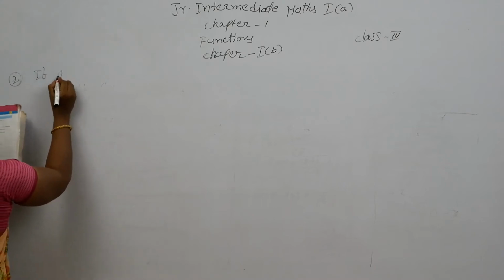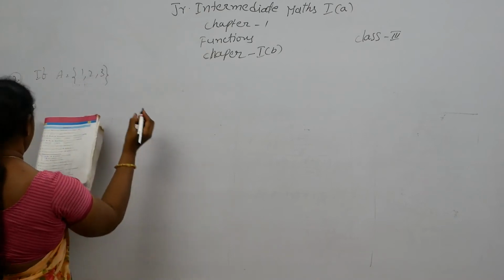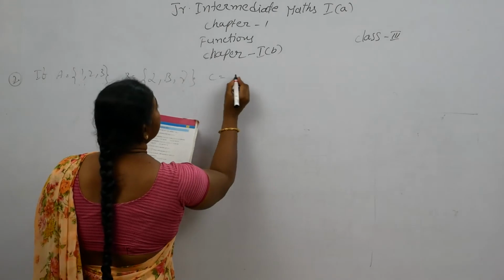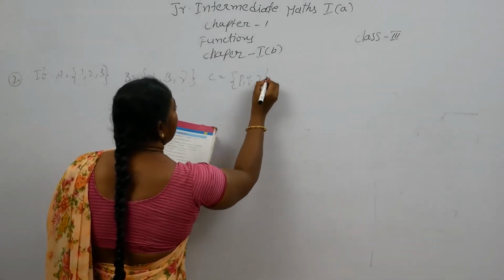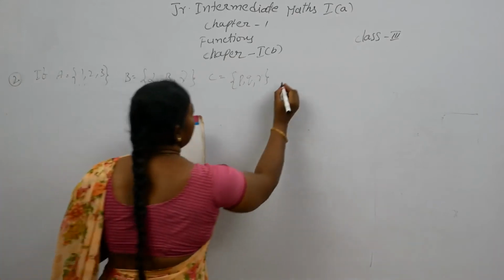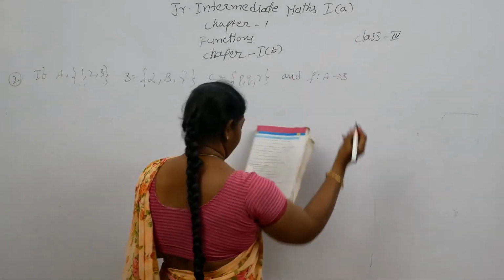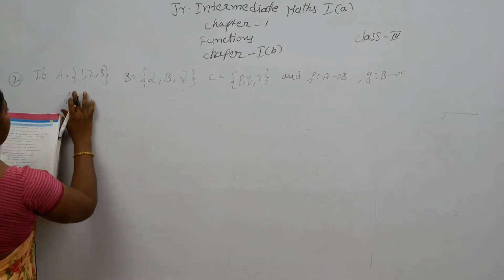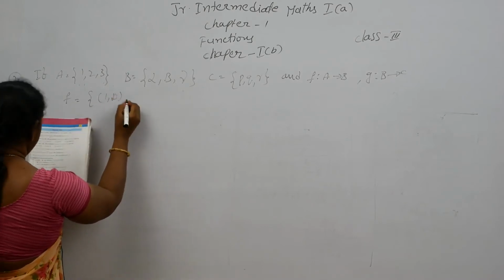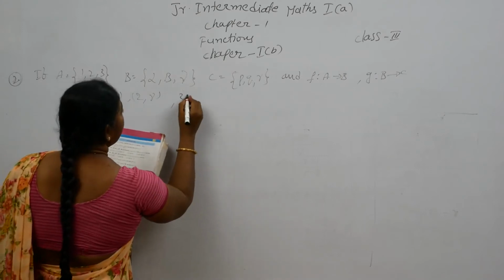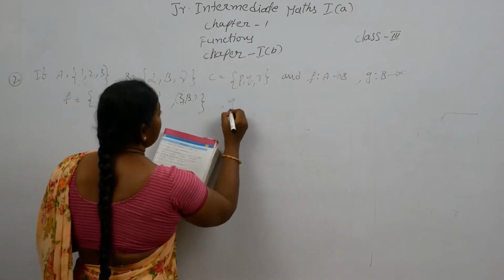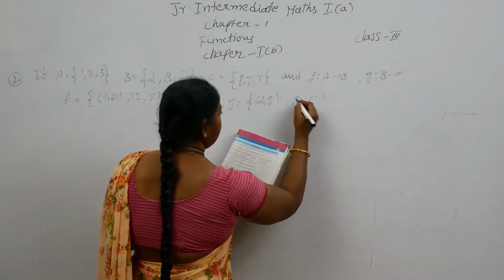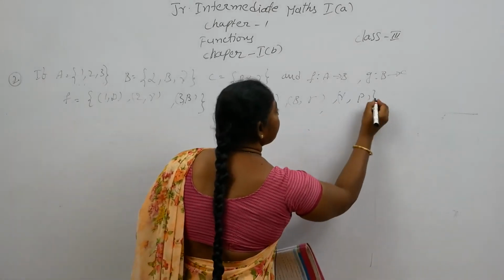If A equals the set of 1, 2, 3 and B equals alpha, beta and gamma and C equals the set of P, Q, R, and f from A to B and g from B to C are defined by f equals the set of ordered pairs (1, alpha), (2, gamma) and (3, beta), and g equals the set of ordered pairs (alpha, Q), (beta, R) and (gamma, P). These are given.